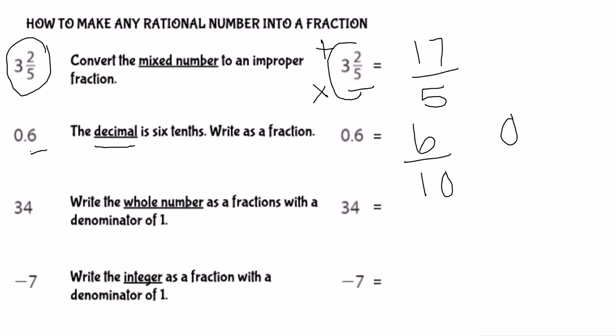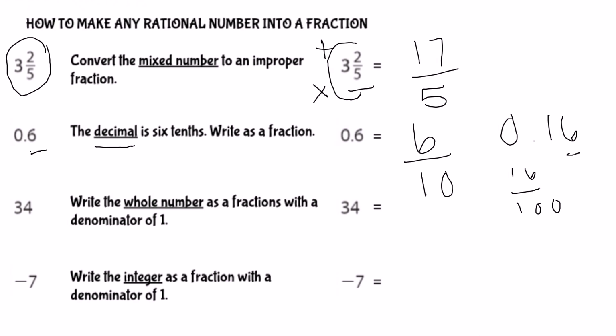Say it would have been 0.16. The final digit would have been in the hundredths place, so that would have been 16 over 100. You just have to look at the place value of the last digit and put it over that number. If it would have been in the billionths place, you would have put it over 1 billion. I think my chart only goes to thousandths, though.